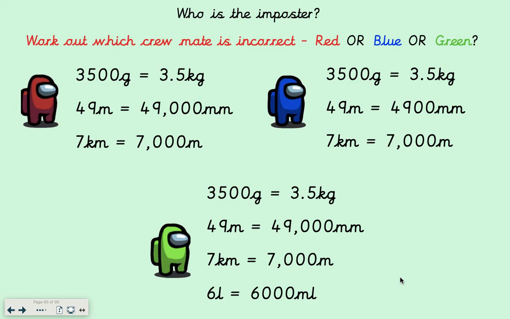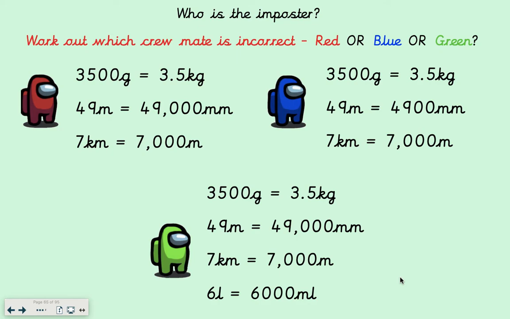Because a lot of you have asked for these ones again, I know the children in school have asked for them and some people at home, I have included an imposter sheet today. I would like you to tell me which crewmate is incorrect: red, blue or green. We've got some facts from the beginning of the week to practice our conversions of different units of measure, and I want you to tell me who is the imposter today.